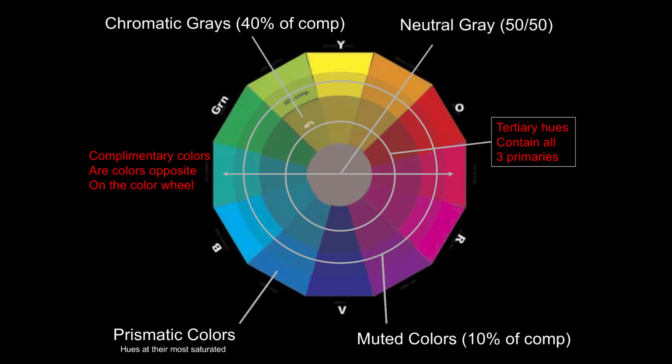Okay, so let's look at a saturation model here. So again, the outside ring are our saturated colors, and then what we will be doing is mixing the complementary colors. Complementary colors are colors that are opposite each other on the color wheel. If we look at this again, the ring that steps in are the muted colors and then the chromatic grays. Neutral gray is in the center. We'll talk more about how we're going to create this. I've got a better model of this coming up.